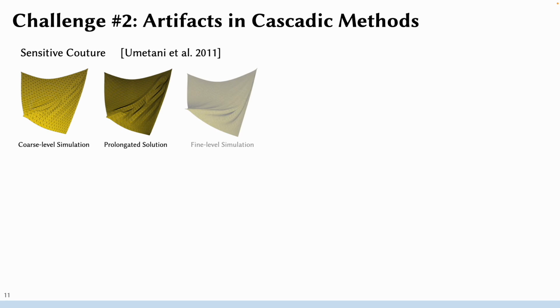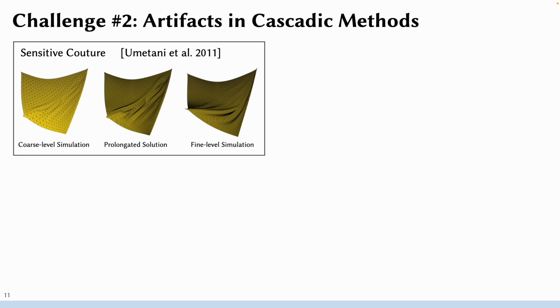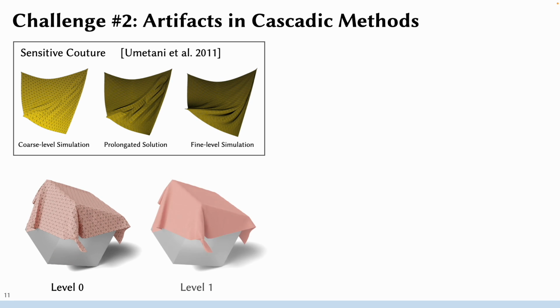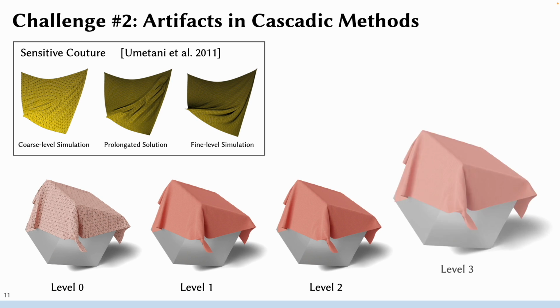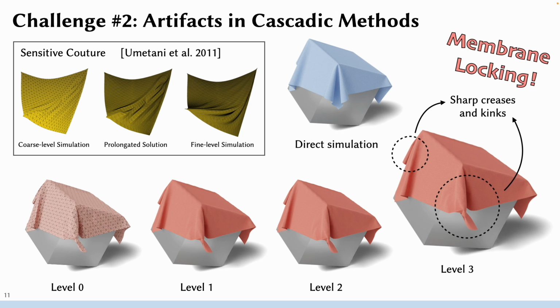Alternatively, we can try cascading the simulation, that is, warm starting each finer simulation solve from the last one. But this also doesn't work because mesh-based cloth simulation suffers from the known membrane locking issue if using too coarse a geometry, and the fine-level simulation will exhibit those sharp creases and kinks all the way up.